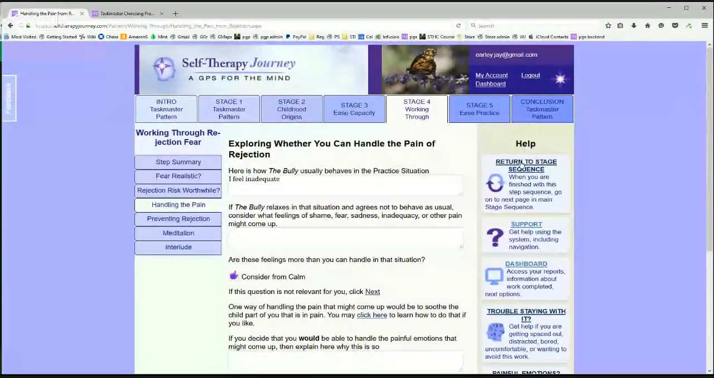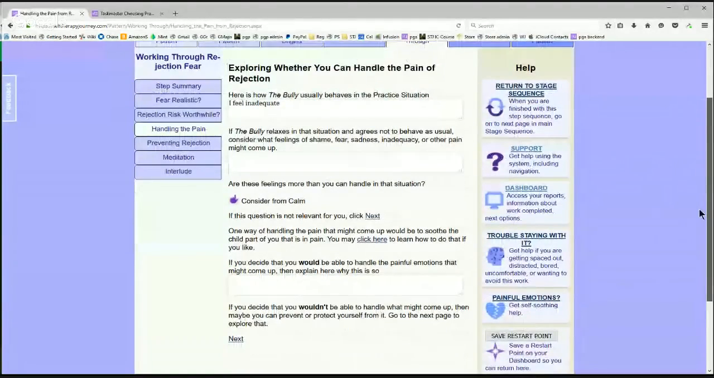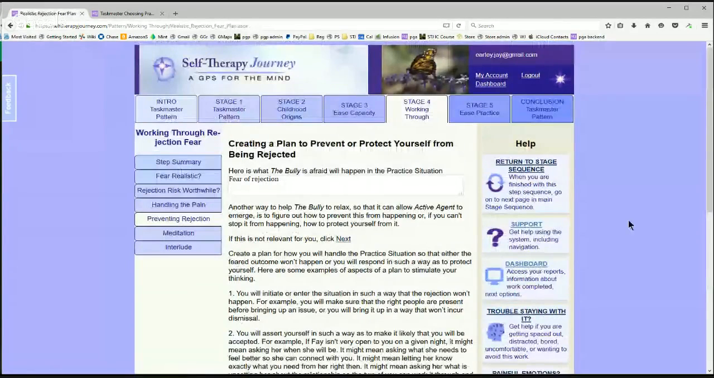And now here's the other thing. Even if somebody does dismiss me, like John, maybe I could handle the pain anyway. So here I might say, even if John dismisses me, it's not the end of the world. I can handle it. I'm going to type in some stuff. I won't take your time to type it in now, but here it is. That's another thing I'll use in negotiating with the critic.